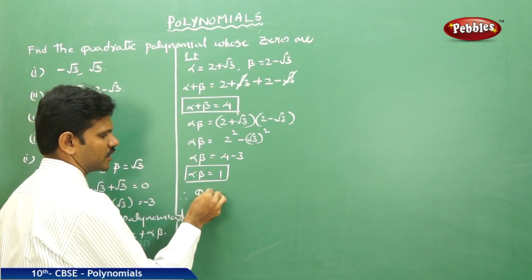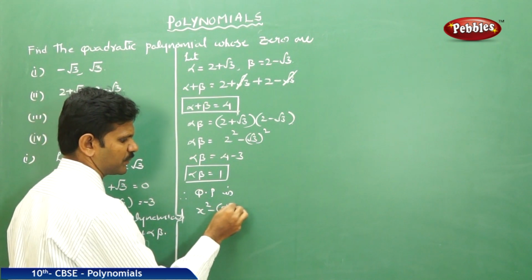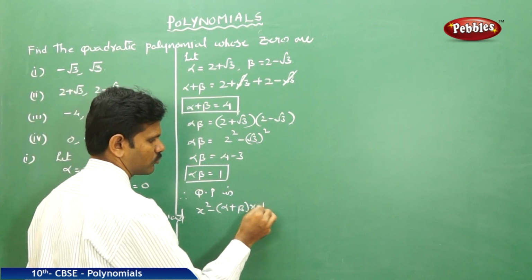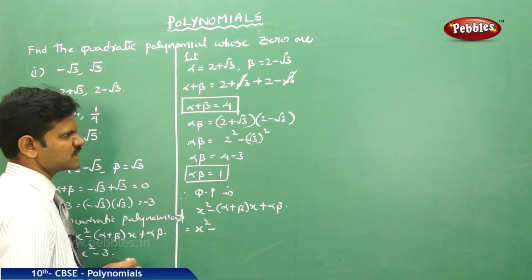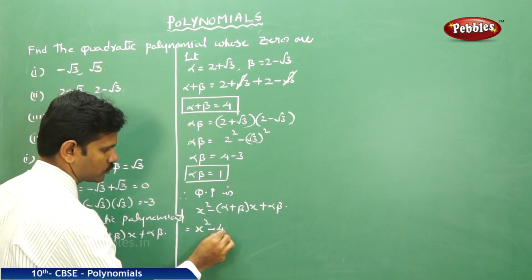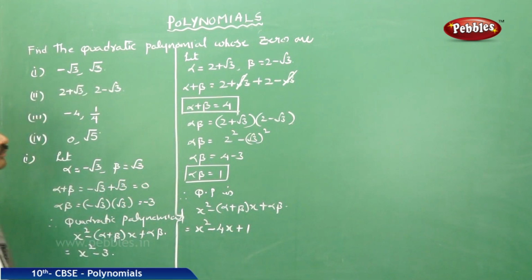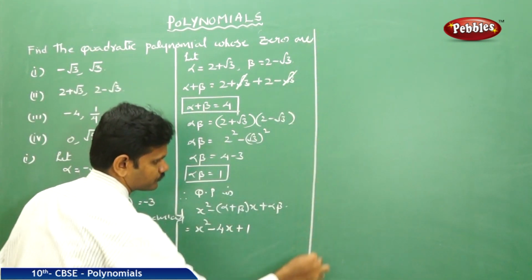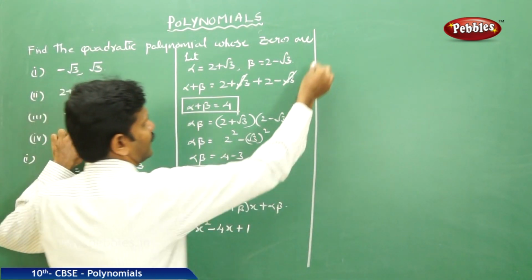Therefore, the quadratic polynomial is x square minus (alpha plus beta) into x plus alpha beta, that is equal to x square minus 4x plus 1, since alpha plus beta is 4 and alpha beta is 1. Next, come to example 3.